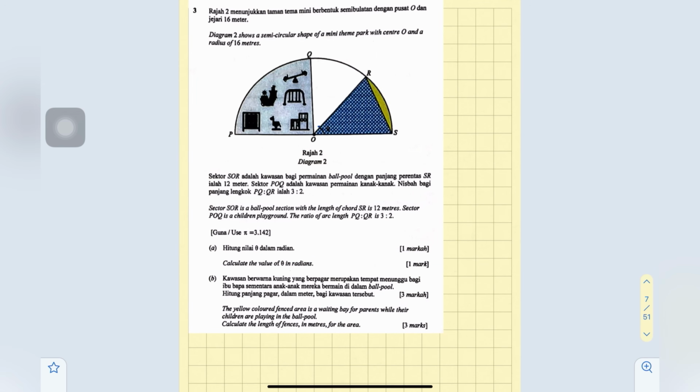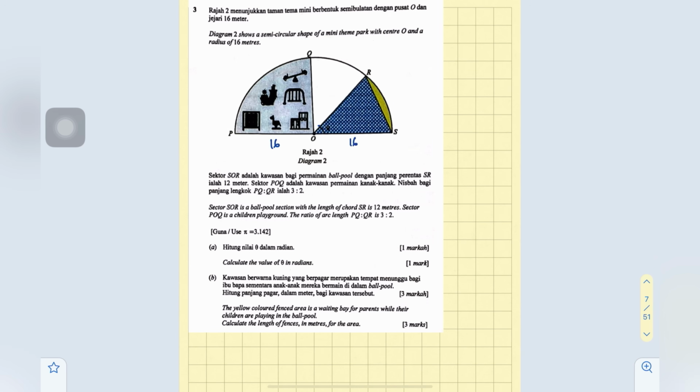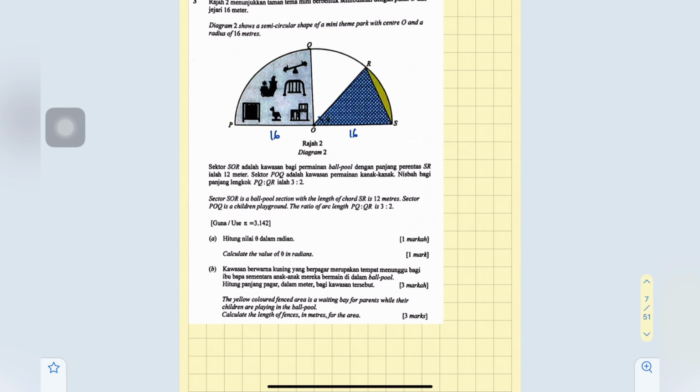Okay, question number 3. Diagram 2 shows a semicircular shape of a mini theme park with a center O and a radius of 16 cm. We directly label the radius as 16. Sector SOR is a ball pool section with the length of chord SR being 12. So this one is 12. Sector POQ is a children's playground.